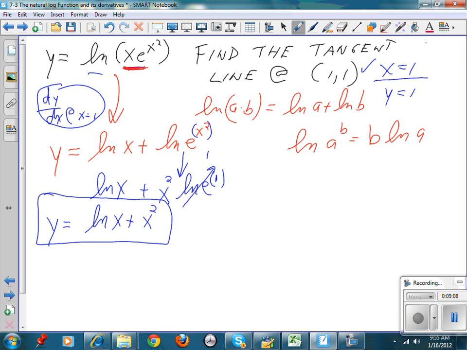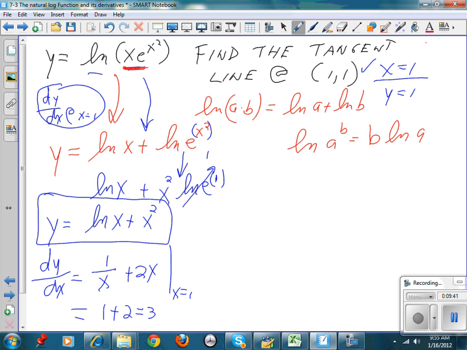Now the derivative is quite a bit easier. And I've seen this kind of work show up on a real problem on an AP test, where they're really testing it. It's a very simple problem once you apply properties of logs. Now what is dy dx? Well, dy dx is merely equal to 1 over x plus 2x. There we go. Well, what's that equal to at x equal to 1? That's going to be equal to 1 plus 2 equal to 3.